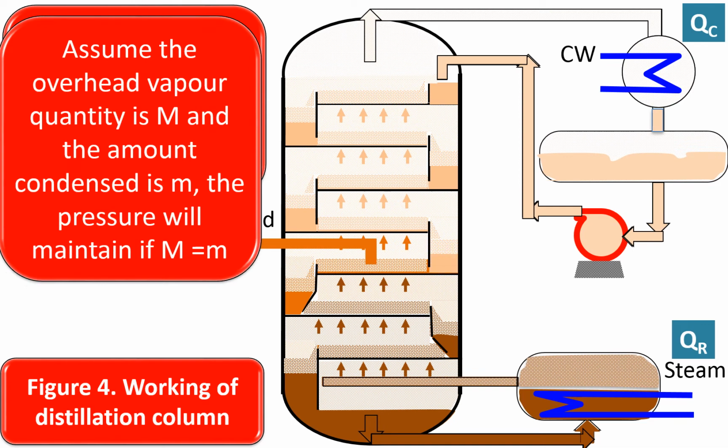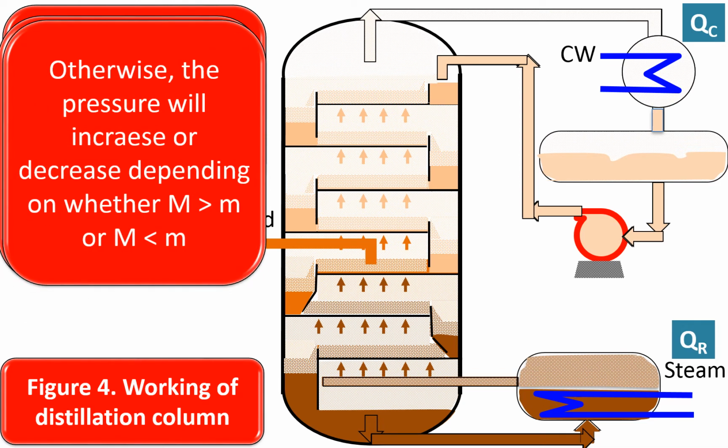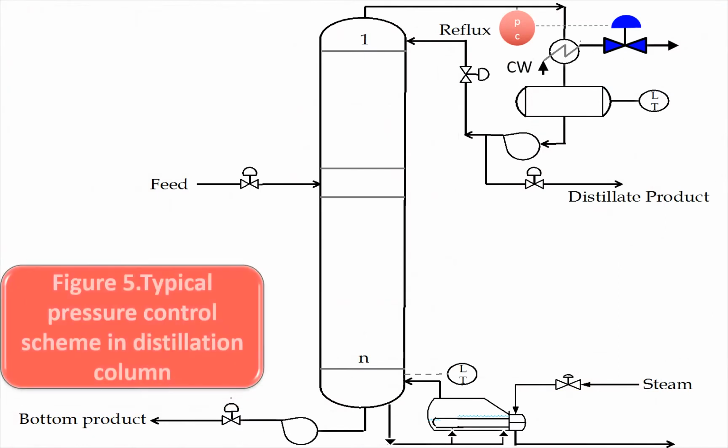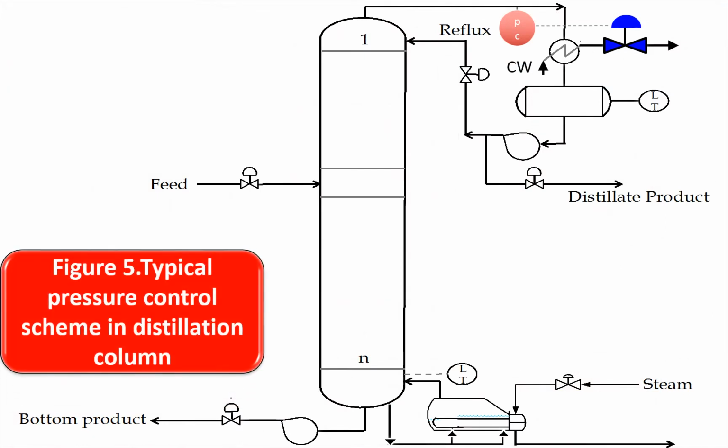Now assume that the overhead vapor quantity is capital M and the amount condensed in the condenser is small m. Now the pressure will be maintained if capital M equals small m. Otherwise, the pressure will increase or decrease depending on whether capital M is greater than m or capital M is smaller than m. This figure illustrates a typical pressure control system in a distillation column. Note the cooling water flow rate to the condenser is used to regulate the amount of condensation and thereby maintain the pressure in the column.